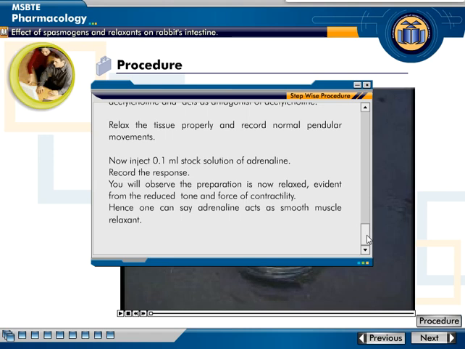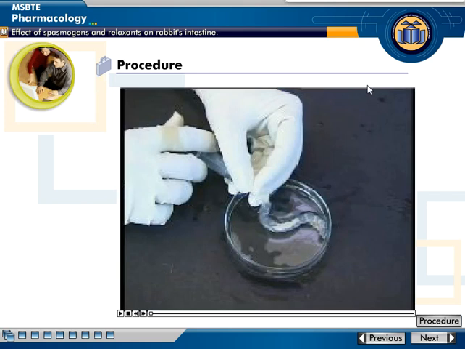So, this is a stepwise procedure of today's practical. Now, we will watch the video of today's practical. So, video of total procedure.